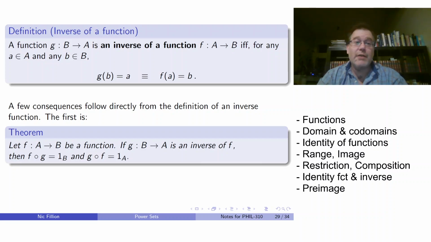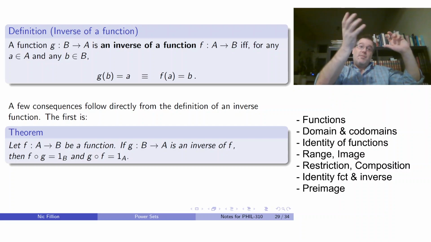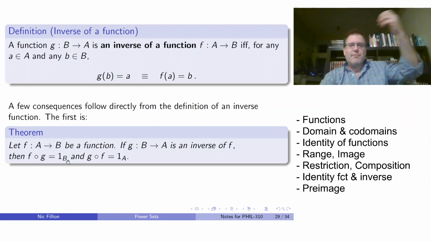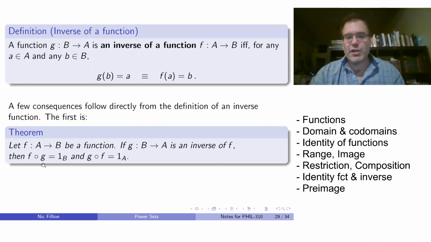So the first thing we find out is that if G is an inverse of F, then it follows that if we take an element of B, we apply G to it, that's going to give us an element of A, and then we apply F to it, that's going to return it to the element of B we started from. And the way we say that is that the composition F after G is the identity function of B. So the identity function on B is the do nothing function, and F after G is equal to the do nothing function. So that means F undoes what G does.